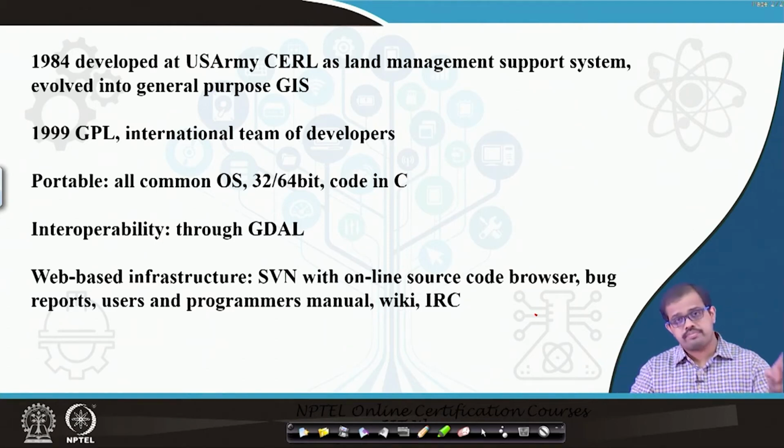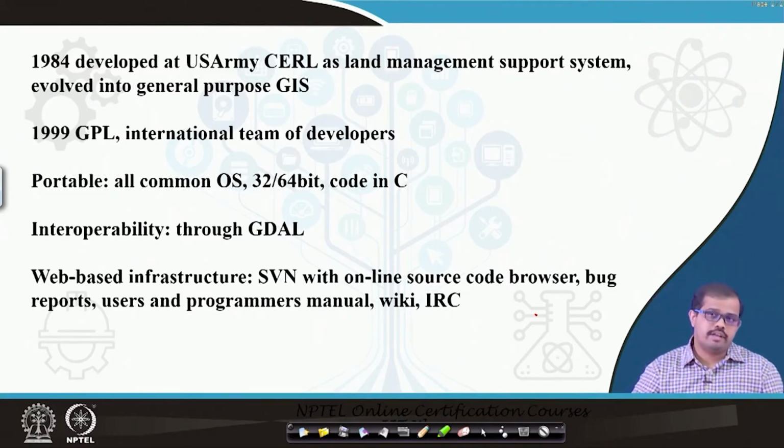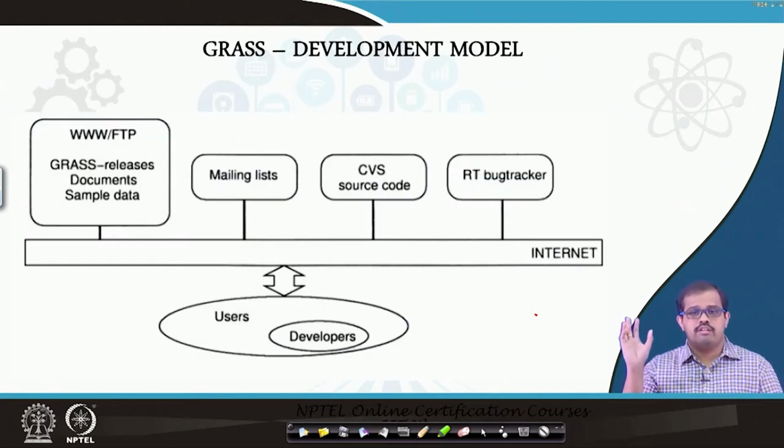So that you have a web-based infrastructure that is already there, a community of users who are actually looking at it, the source code that is available, and most importantly any bug that is reported is addressed in a phased manner, very fast. In fact, the turnaround time may sometimes be even less than 24 hours. So that's how GRASS has become extensively used in a very large community worldwide today. So this is the development model of GRASS.